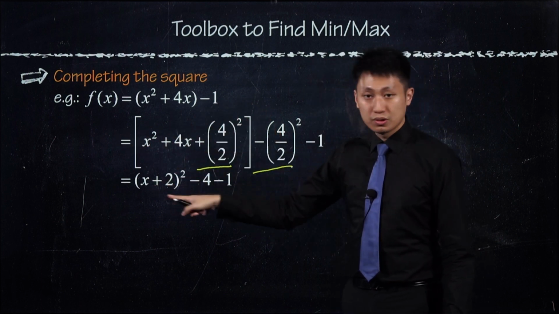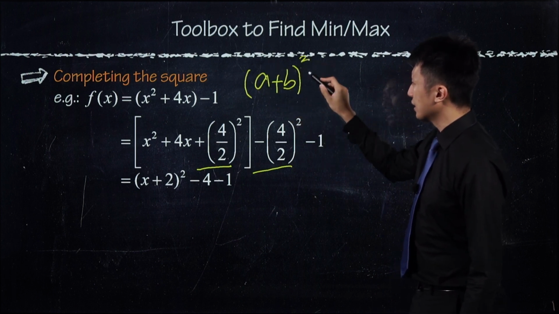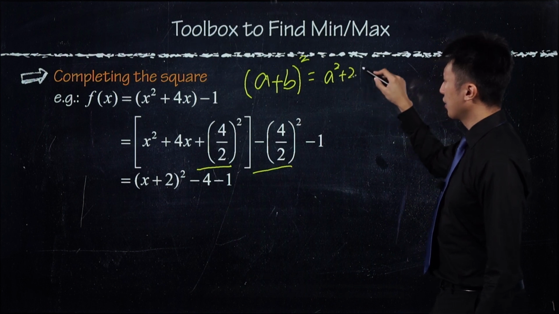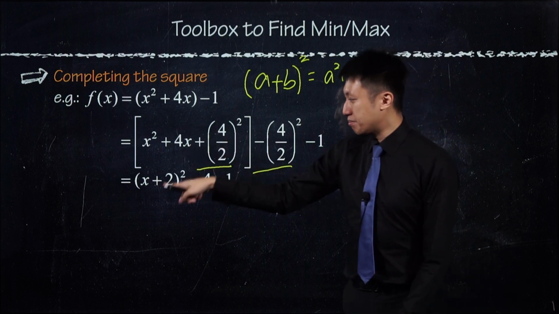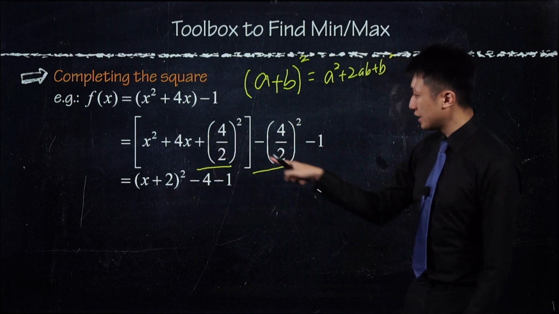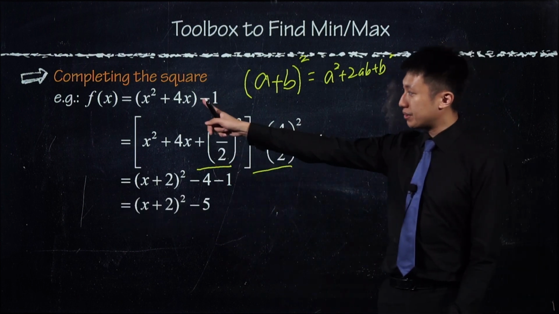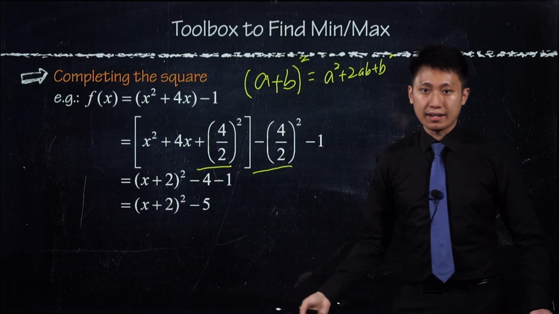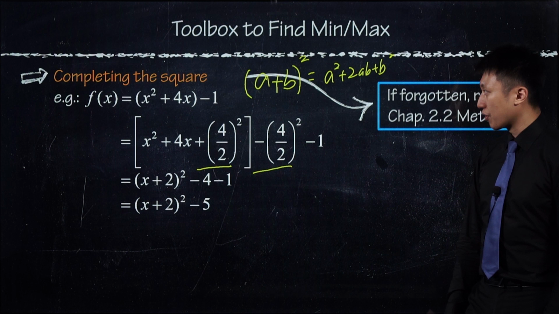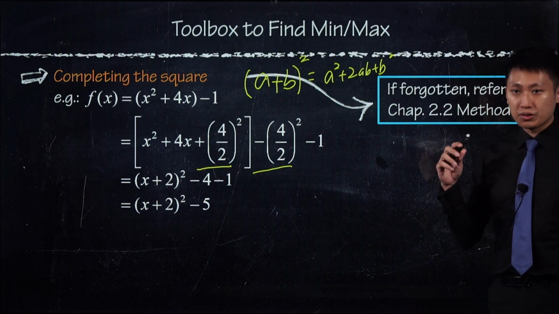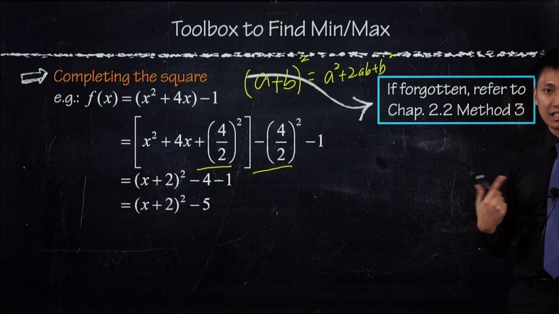Next, I simplify these three terms. It is (x + 2) squared, because (a + b) squared equals a squared plus 2ab plus b squared. So I collapse it back and you get this one. I simplify these two terms together and get -1, hence this one. From this step to this step, you have done the process of completing the square. If you forgot it, refer to chapter 2.2, method number 3, completing the square.